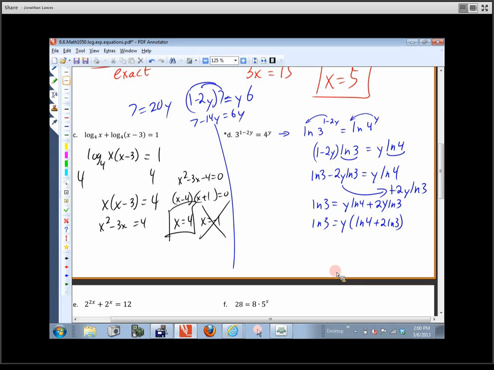Okay, so if I were at 7 equals 20y, how would I solve for y? I'd divide. So I'm going to divide both sides by ln 4 plus 2 ln 3. So this side is going to be ln 4 plus 2 ln 3, and that would be the answer. Or at least one way you could write the answer.